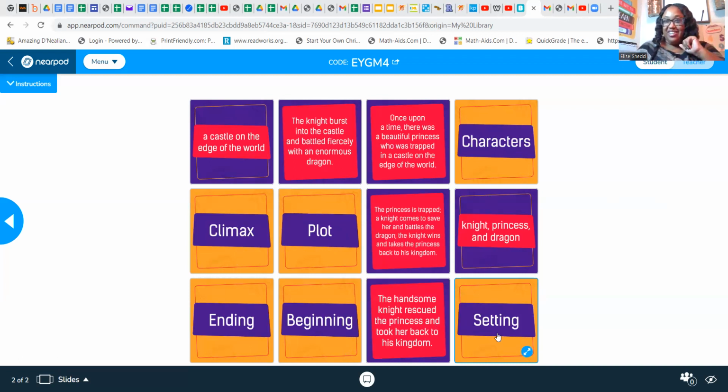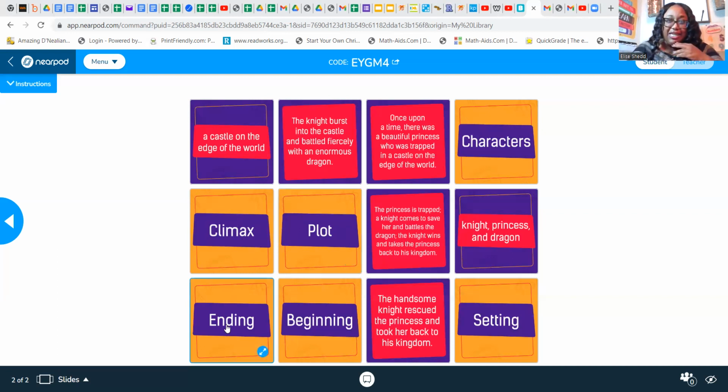Let's start with the first one, shall we? Now, the first one says a castle on the edge of the world. Where would this take place in the story? Are we talking about a character? No, it's not talking about a person, place, or thing. Climax, is this the main part of the story? It's talking about a castle, right? At the edge of the world. Plot? Is that telling me what happened in the story?